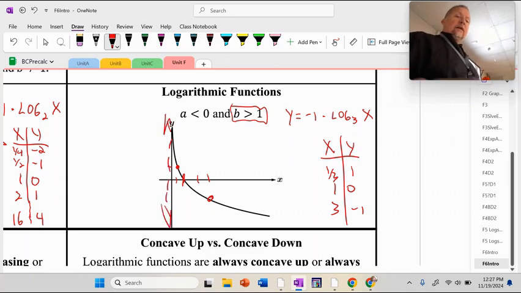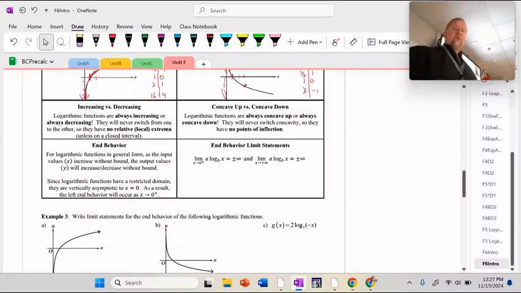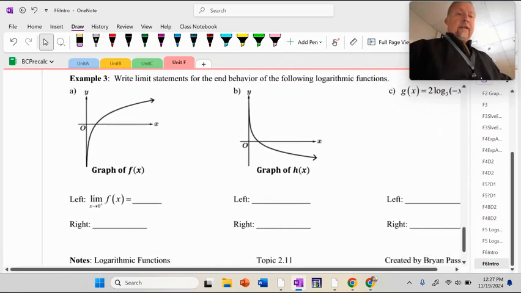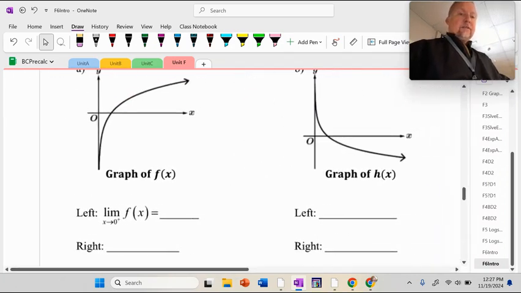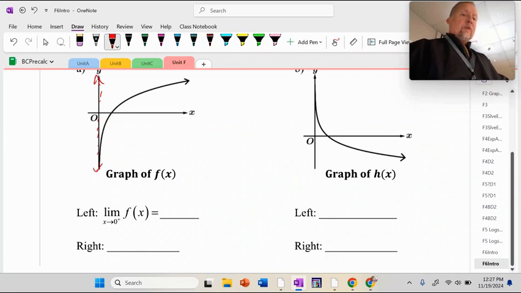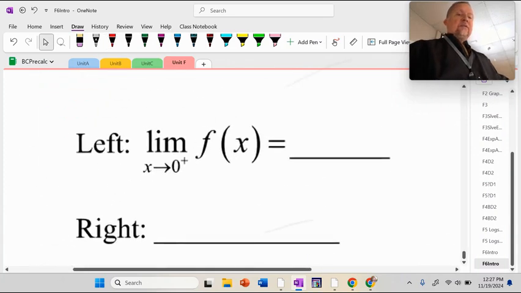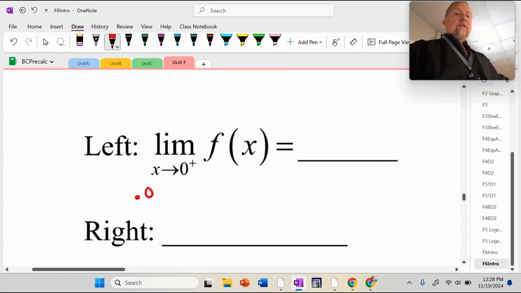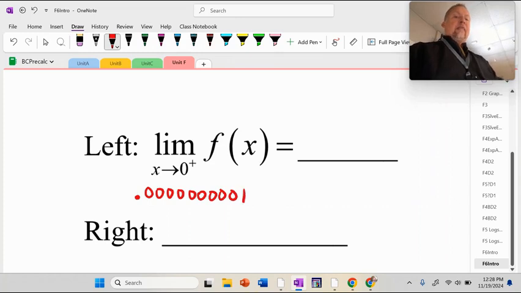So I don't think I have to waste time with you on increasing, decreasing, concave up, down, end behavior, right? You know how to do all that? So when we look at this, we're showing we have an asymptote here because it's a logarithm. What's the limit as x approaches 0 from the right? Input, output. Remember what this means. This means, what happens when I plug in that number? What am I getting?